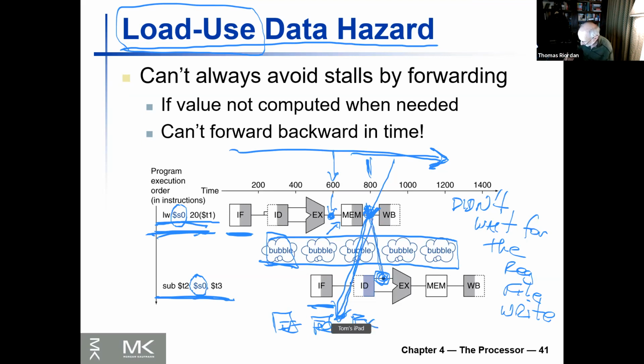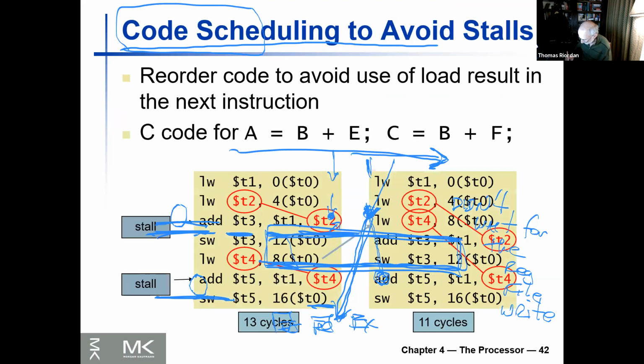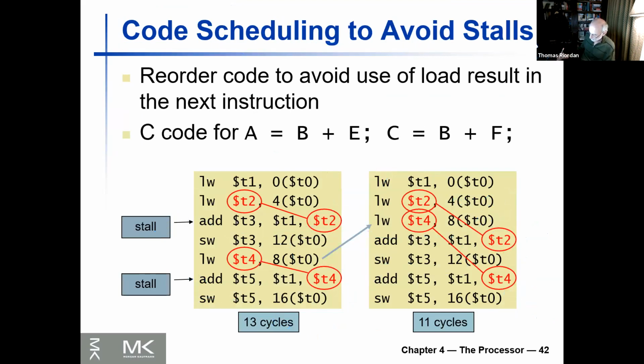So we're stuck with this thing here, and we're going to have to use another type of magic trick to get rid of that. And so what we're going to have to do is ask the compiler to help us out. We're going to ask the compiler to look at the code that we wrote, which does a load and then immediately uses the load, just as you might expect.